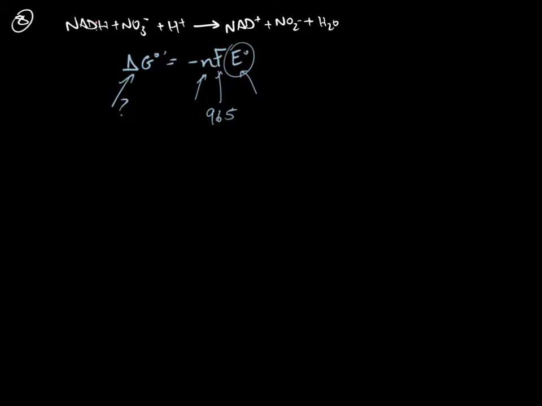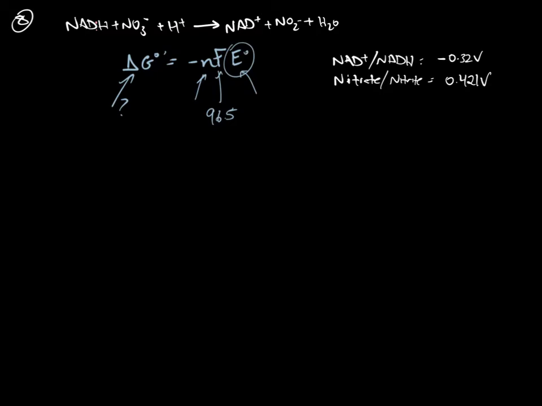Now we look at the standard reduction potentials chart, and it's in table 3.5. So if you refer to that, you'll see that the NAD+ NADH reduction potential is negative 0.32 volts. And then the nitrate to nitrite reduction potential is 0.421 volts.